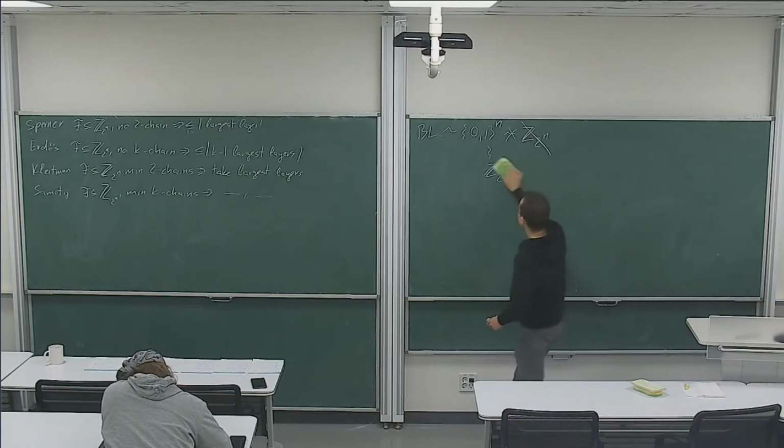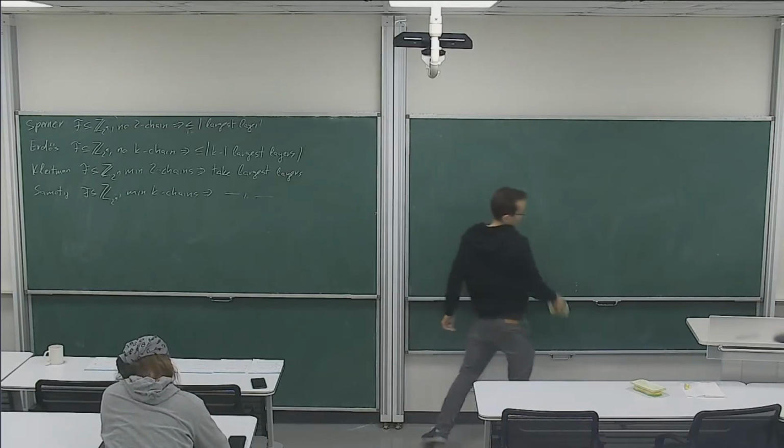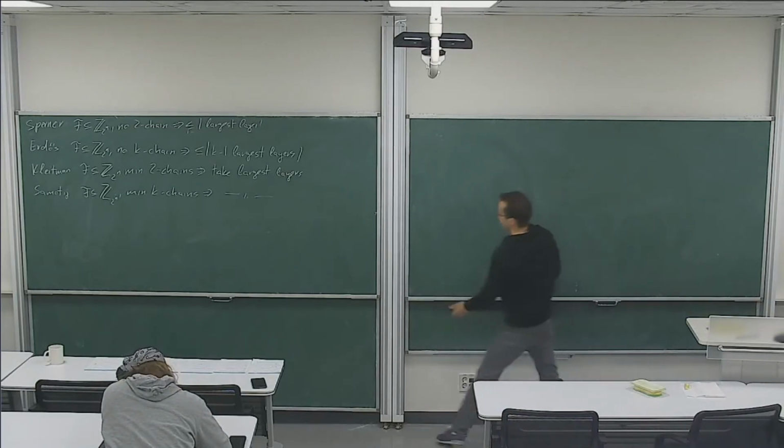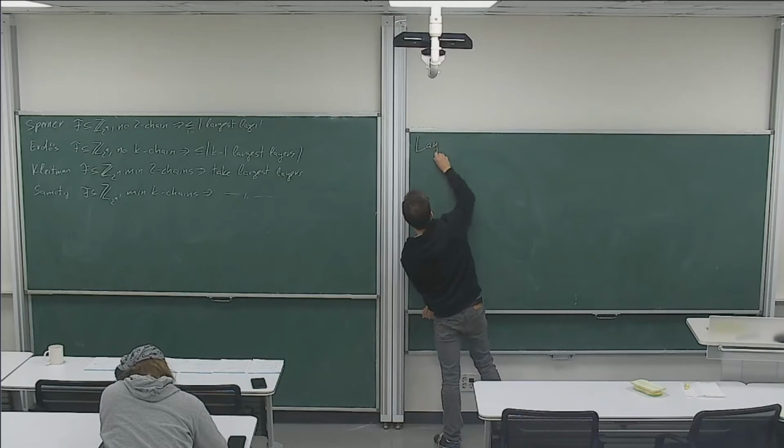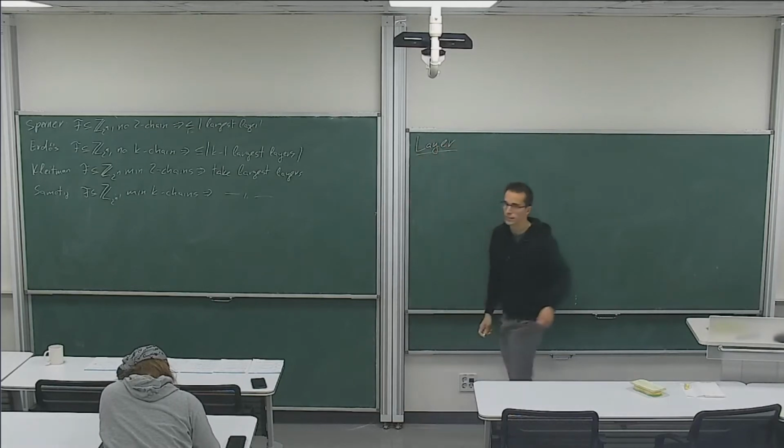So that's our task. Let's get going. Let's start with the word layer. What could the word layer possibly mean in the cyclic group Z2 to the n?